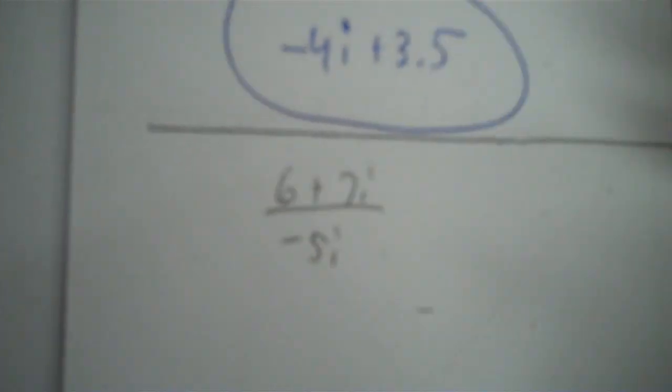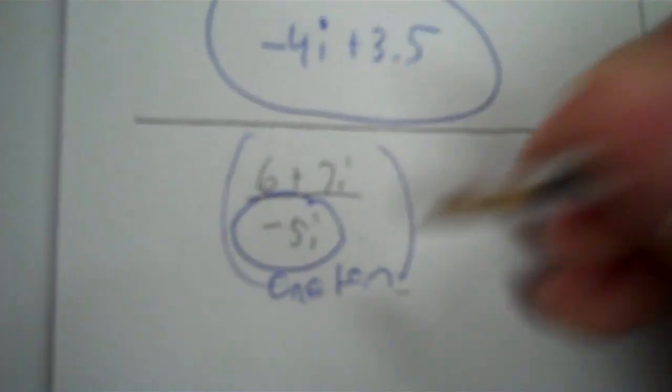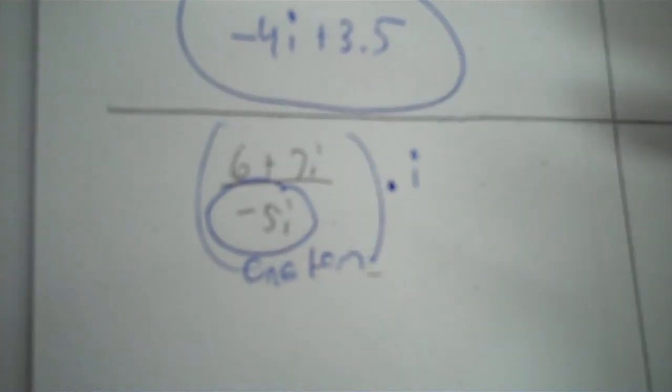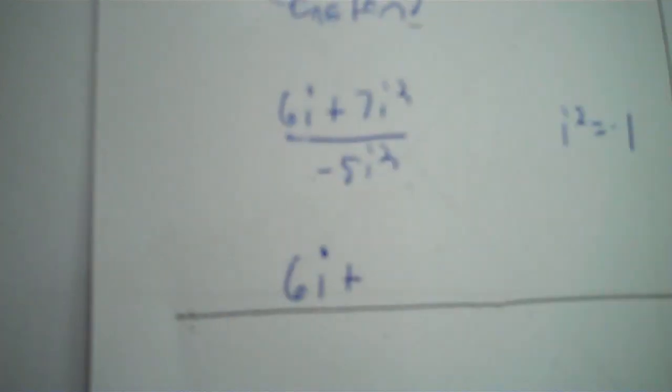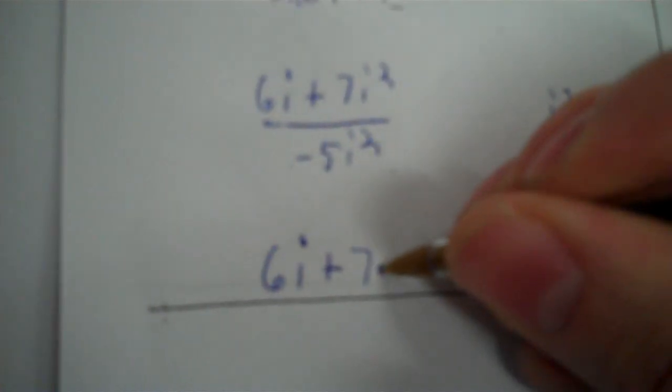Next one. 6 plus 7i divided by negative 5i. Again, you have one term of i on the bottom. So now you got to distribute i to every term in that. So 6 times i is 6i. 7i times i is 7i squared. Negative 5i times i is negative 5i squared. And then we replace our i squareds with negative 1. But the i stays. You don't do anything about the i because it's on top, so it's not going to matter.